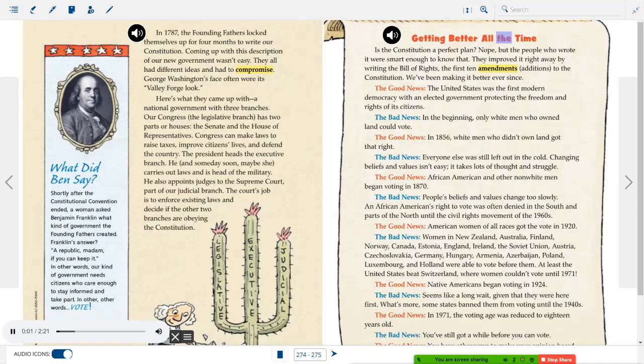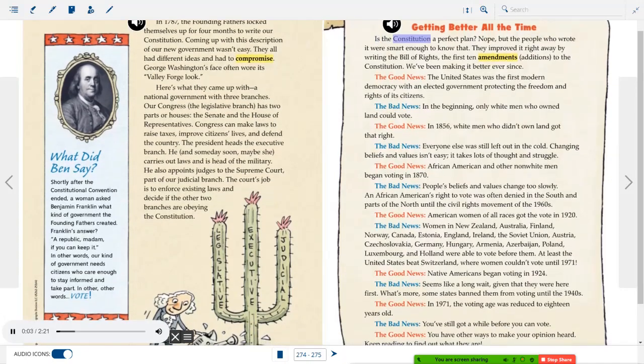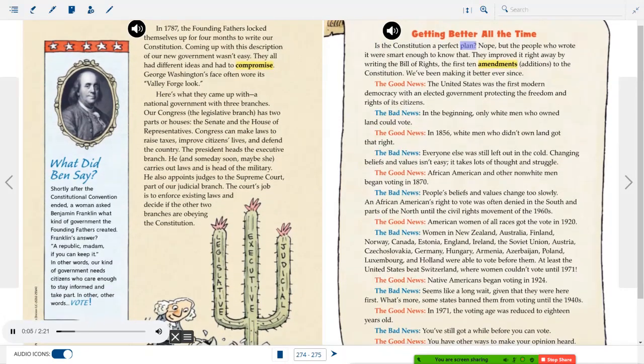Getting better all the time. Is the Constitution a perfect plan? Nope, but the people who wrote it were smart enough to know that. They improved it right away by writing the Bill of Rights, the first 10 amendments, additions to the Constitution. We've been making it better ever since.